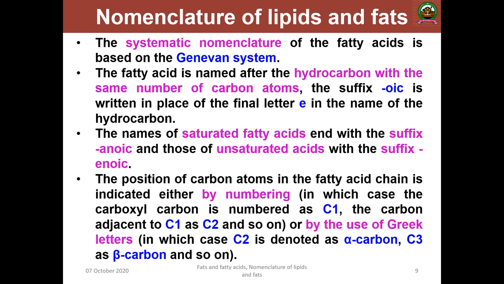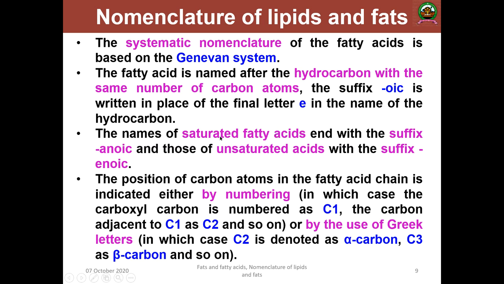Then, how are the lipids named? What is the nomenclature of lipids and fatty acids? The systematic naming of lipids is mainly based on the Geneva system. This Geneva system is nothing but the fatty acid being named after the hydrocarbon with the same number of carbon atoms, with the suffix oic. OIC is written in place of the final E. Instead of E, it will be written OIC.